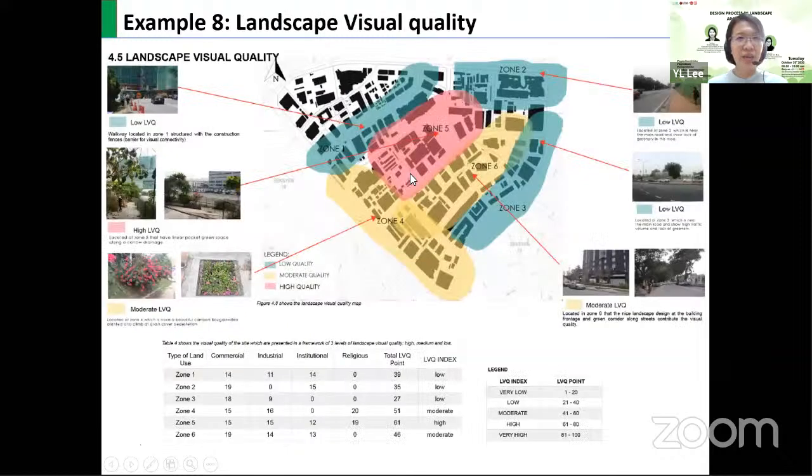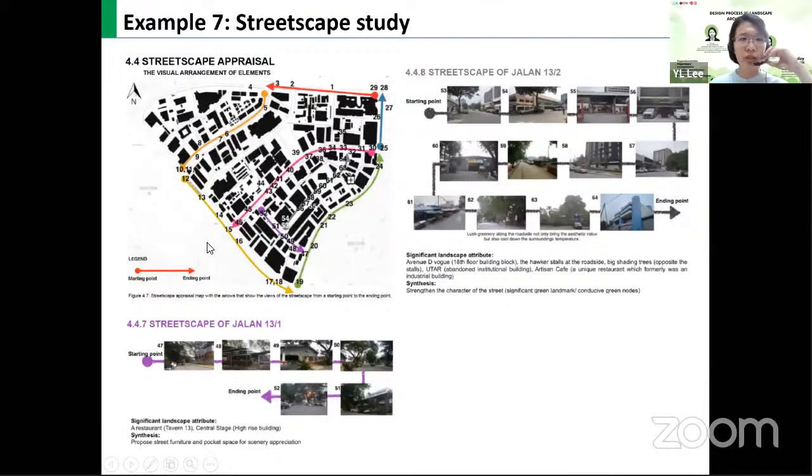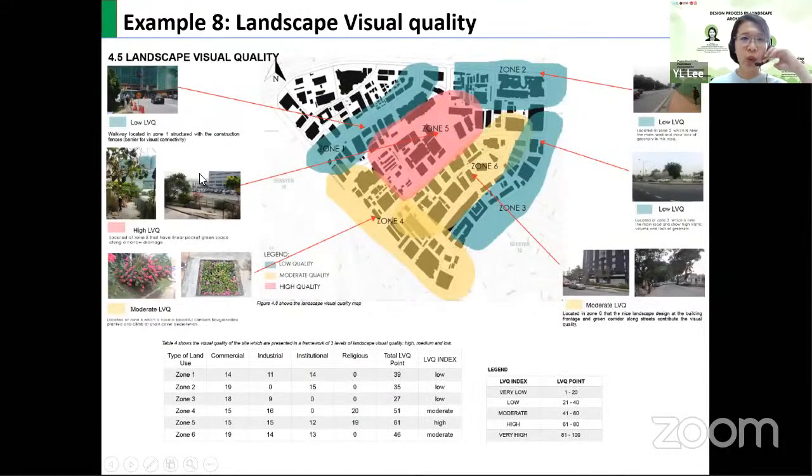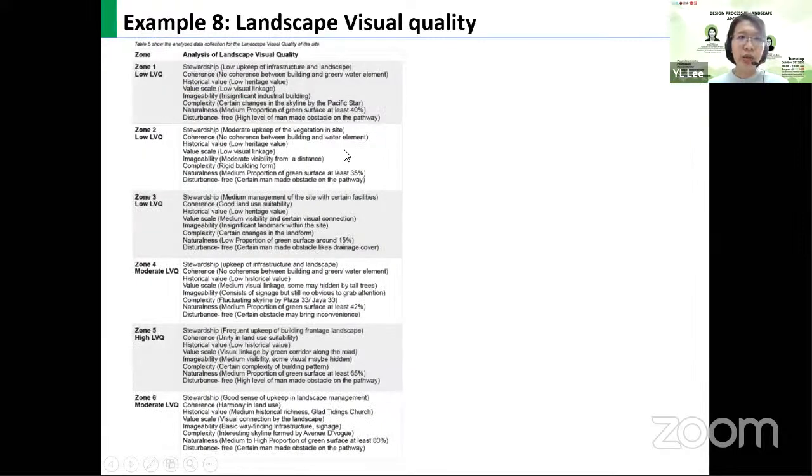From the streetscape studies, as I said just now, visual study is very important to the landscape. It's not only showing the quality of a good picture, which one is a good view and a bad view. I will show you this first. Students will come out with an analysis of visual quality.